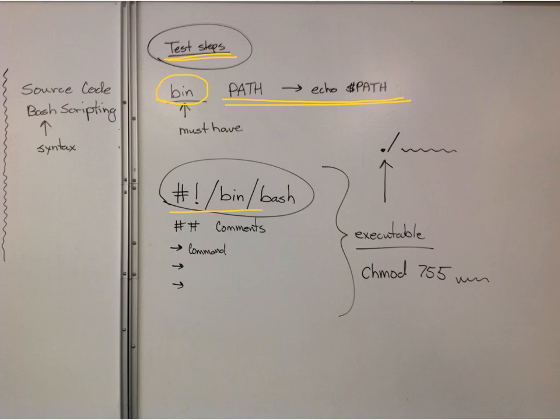Then every script has to be able to find the interpreter, and so this is the very first line in your script. You can add comments, and then you can list your commands. Once you create the script, you have to make it executable, change mode, and then the name of the script. And if you don't have in your path access to this, you can be in the bin directory and you can execute your script using a dot and a slash in the name of the script.